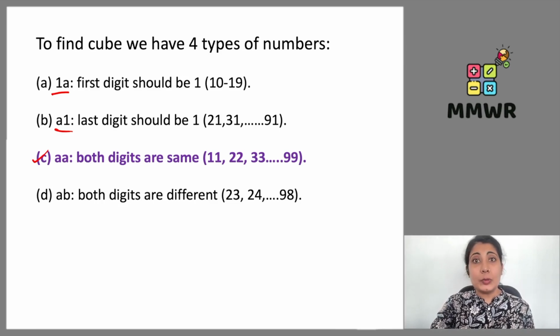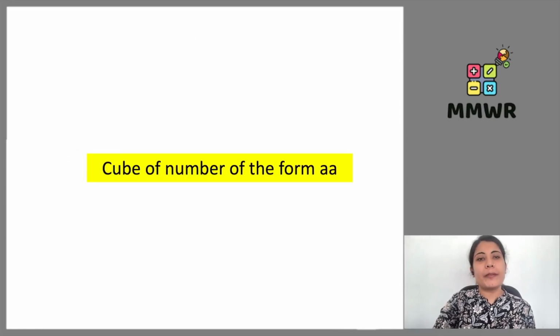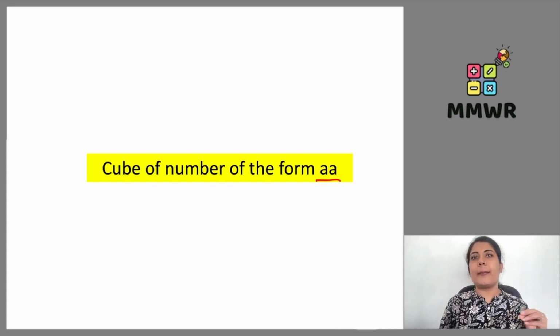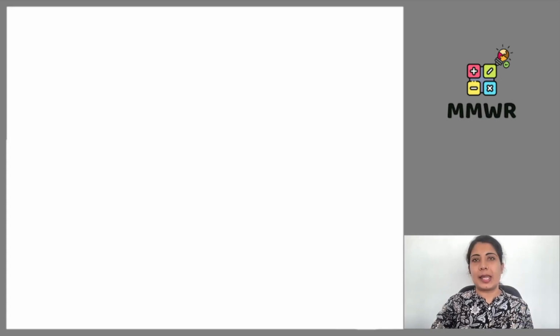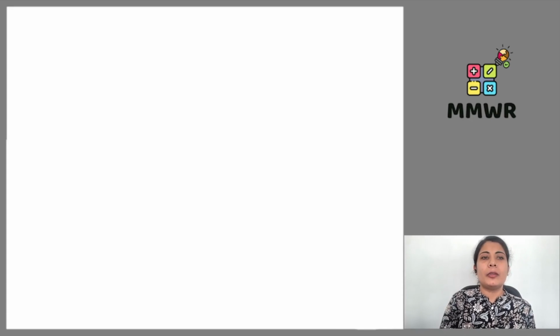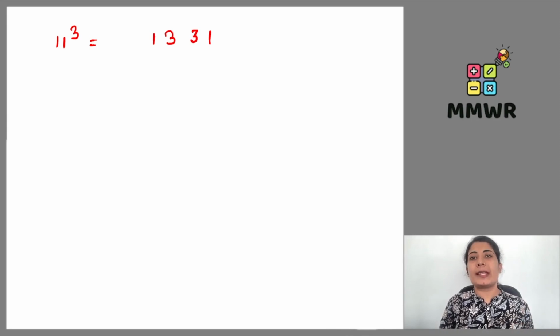Let's move to the next topic, in which we have to find the cube of a number where both the digits of the number are the same. So let us begin with the format, 11 cube. When we have to find the cube of 11, we all know the cube of 11 is 1331. But how exactly will we do it when the digits are the same?